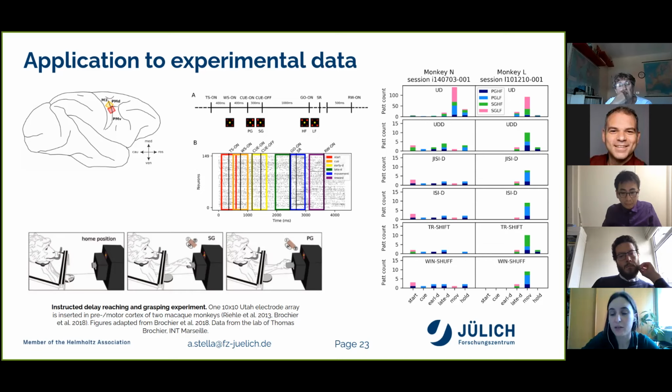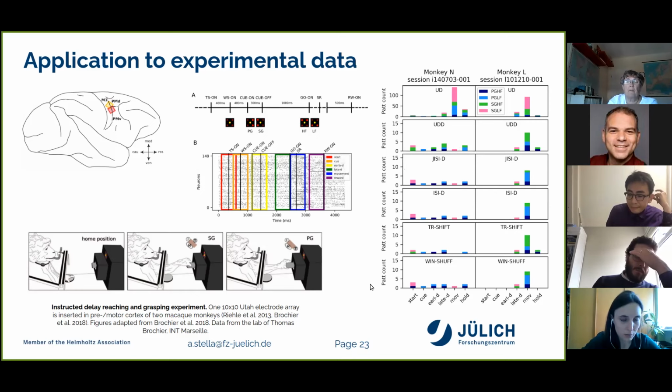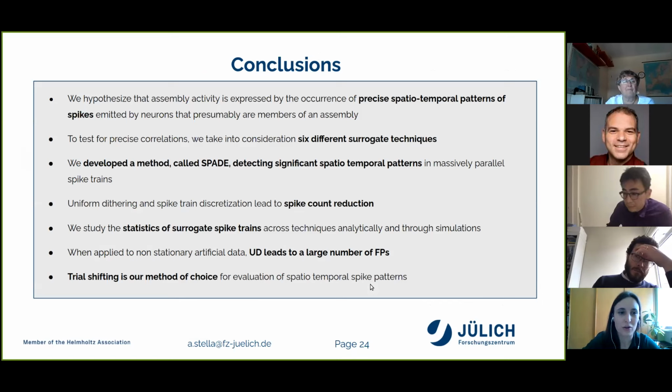And these patterns are very similar across surrogate techniques, lead to basically the same significance threshold, and overlap in their neuronal participation. So basically, they are the same patterns, which gives us a very nice conclusion in terms of robustness of our findings. My time is over, so I conclude.